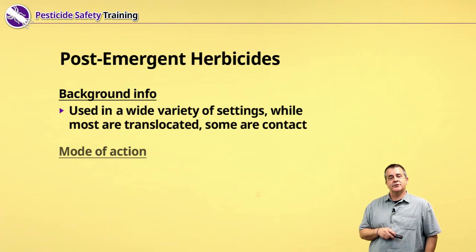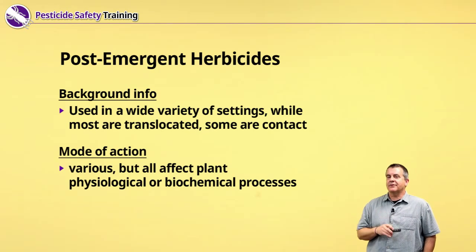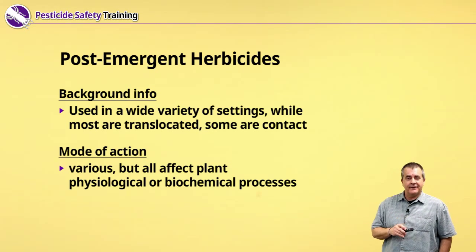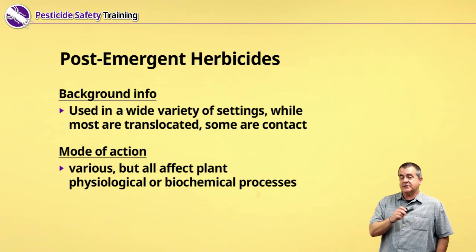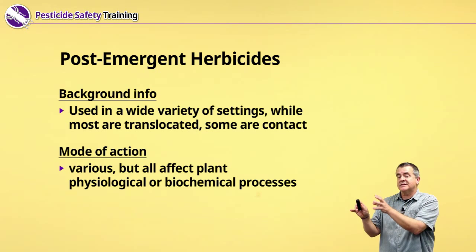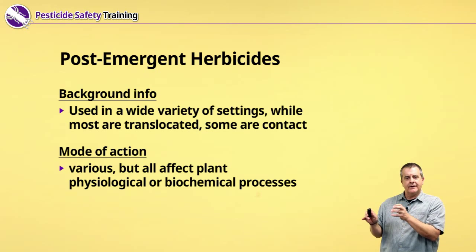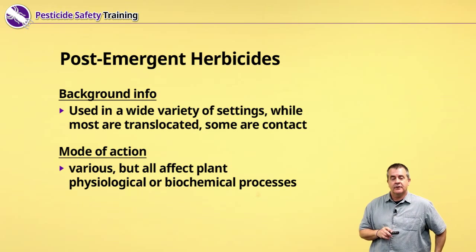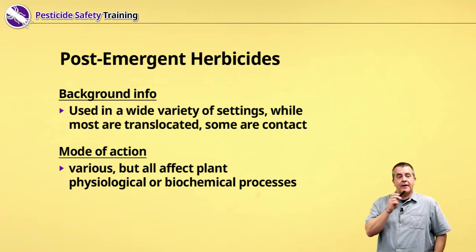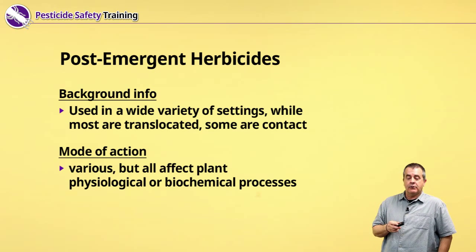Let's talk about post-emergent herbicides. Now, here again, just like with the pre-emergent herbicides, there are a lot of different post-emergent herbicides. So let's make sure we have the terminology correct here. When we say post-emergent herbicide, we're talking about an herbicide that's applied, that's sprayed, after the weed emerges from the soil surface. So it's post-emergent. Used in a wide variety of settings, both agricultural and non-agricultural.